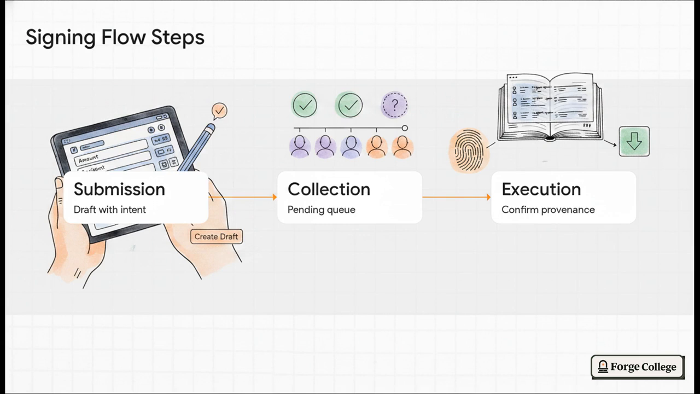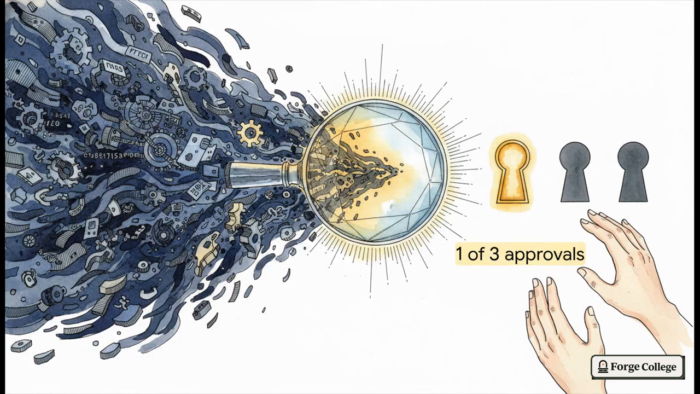Once the threshold is finally met, anyone can trigger the final confirmation. At this point, the UI should display the full provenance, basically a transparent record of exactly who signed and exactly when. Now, the absolutely crucial point here is how you present this information to the signer.